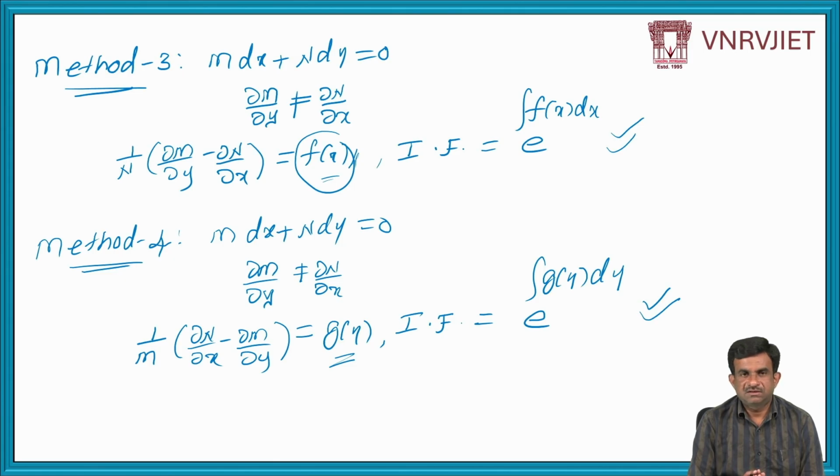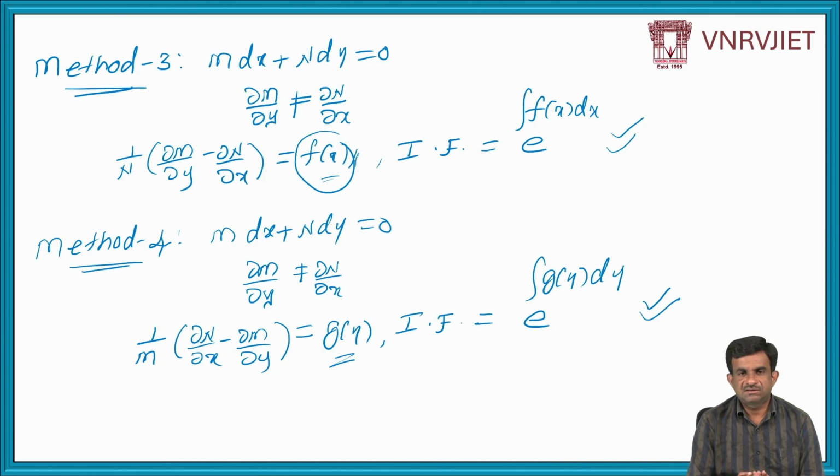These methods you can apply whether it is homogeneous or in the method 2 standard form, like y times a function of xy dx plus x times a function of xy dy equal to 0. In that case also you can apply these two methods. So we have to check these conditions roughly: whether (1/N) times this difference is a function of x, or whether (1/M) times this difference is a function of y or not.